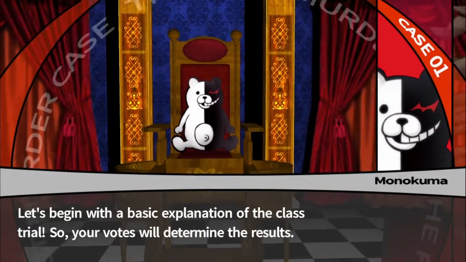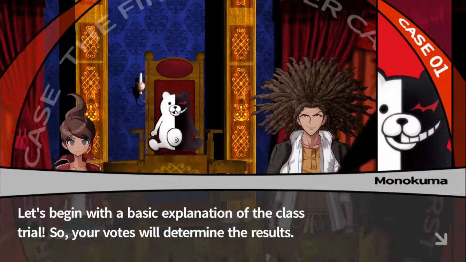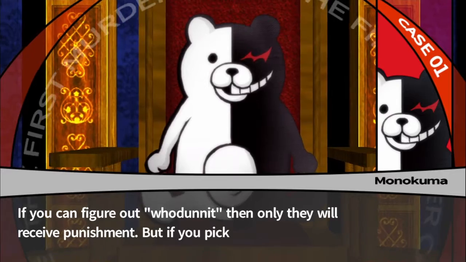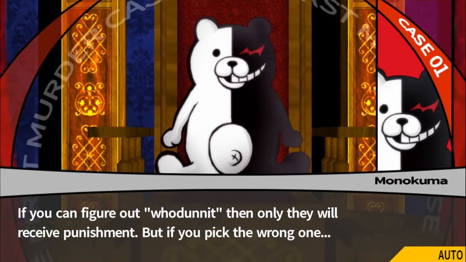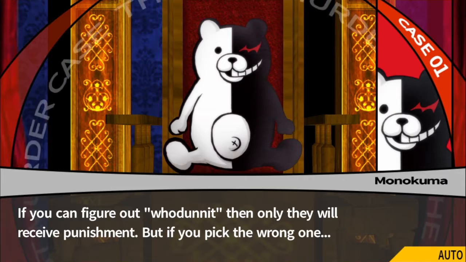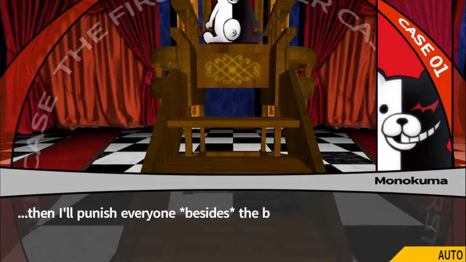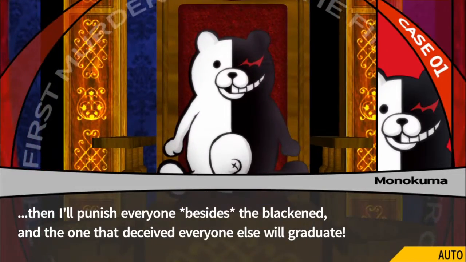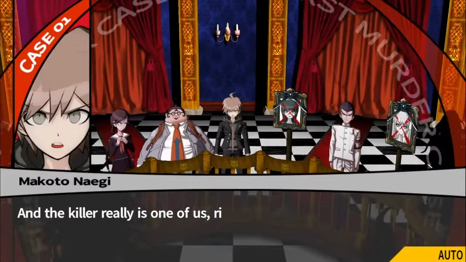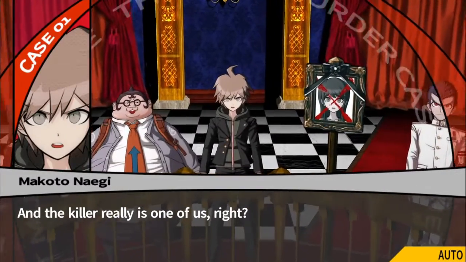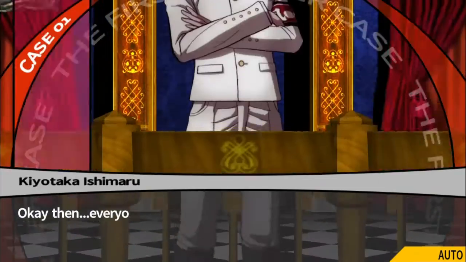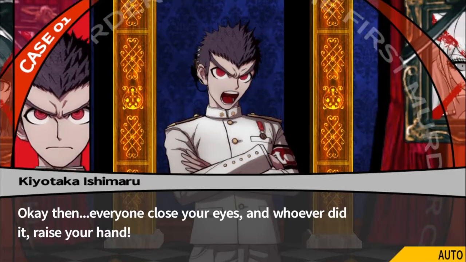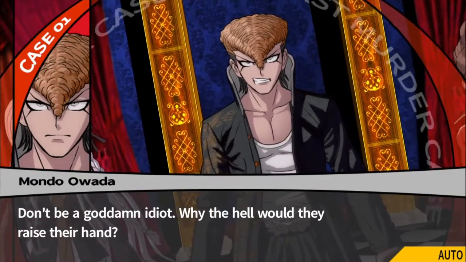Let's begin with a basic explanation of the class trial. So, your votes will determine the results. If you can figure out who done it, then only they will receive punishment. But if you pick the wrong one, then I'll punish everyone besides the blackened, and the one that deceived everyone else will graduate. And the killer really is one of us, right? Of course! Okay then. Everyone, close your eyes. And whoever did it, raise your hand. Don't be a goddamn idiot. Why the hell would they raise their hand?